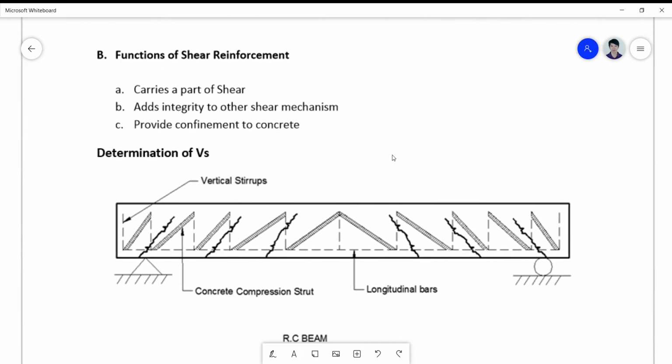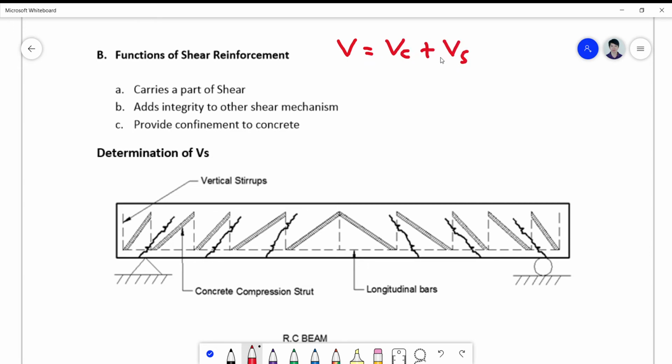For the functions of the shear reinforcement, as we have studied in the shear mechanism, the shear reinforcement carries a part of the shear. We have a total shear which is equivalent to your concrete and your stirrups. This concrete here happens to be divided into three mechanisms: the uncracked concrete, the aggregate interlock, and the dowel action.